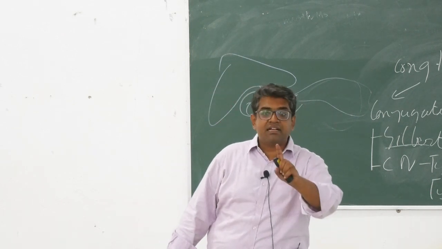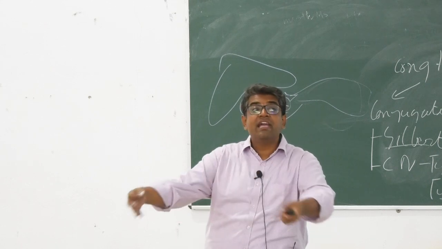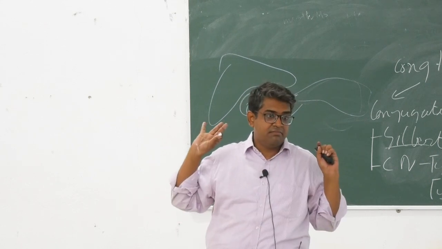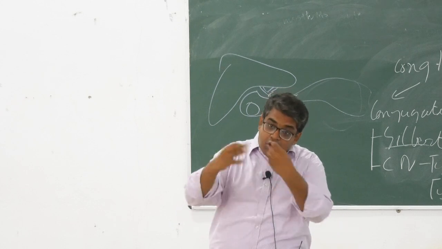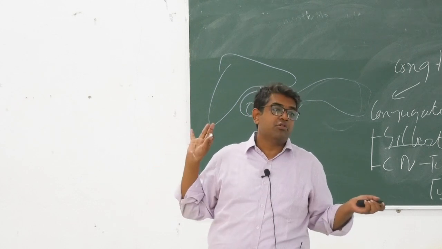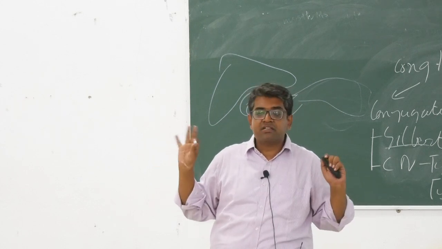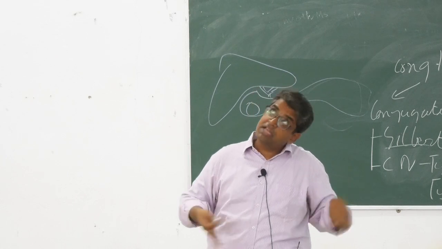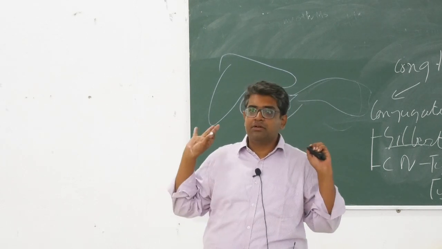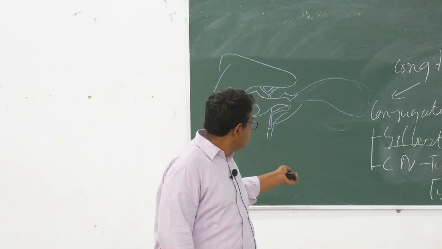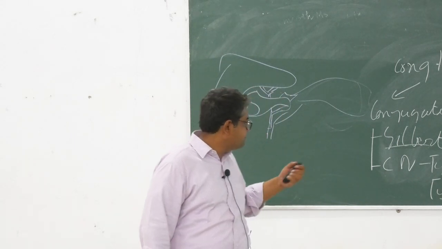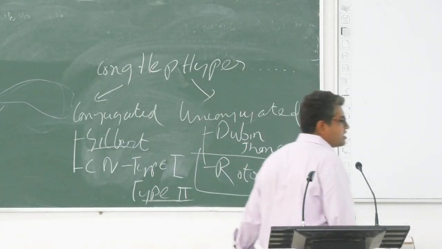In Crigler-Najjar type 1, it is a very severe condition. There is no presence of UDP glucuronosyltransferase at all and the patient does not last long. They usually pass away. Okay? That is your Crigler-Najjar type 1. Now comes your Dubin-Johnson syndrome and Rotor syndrome.